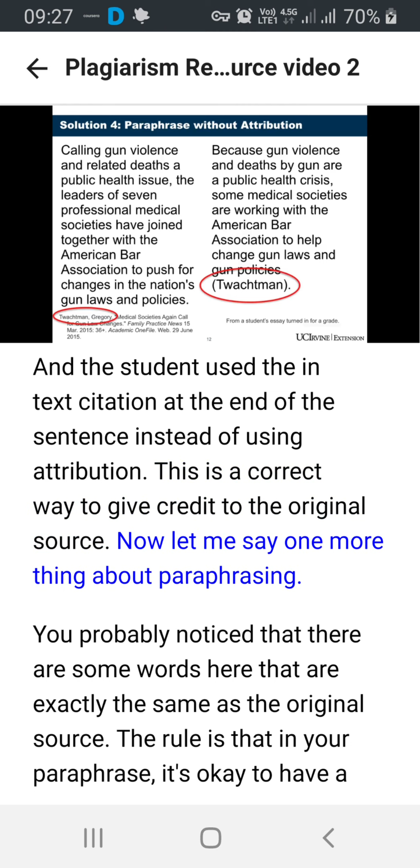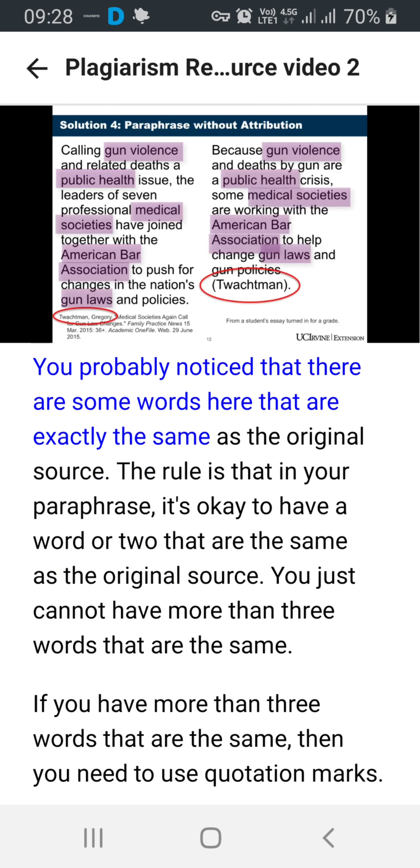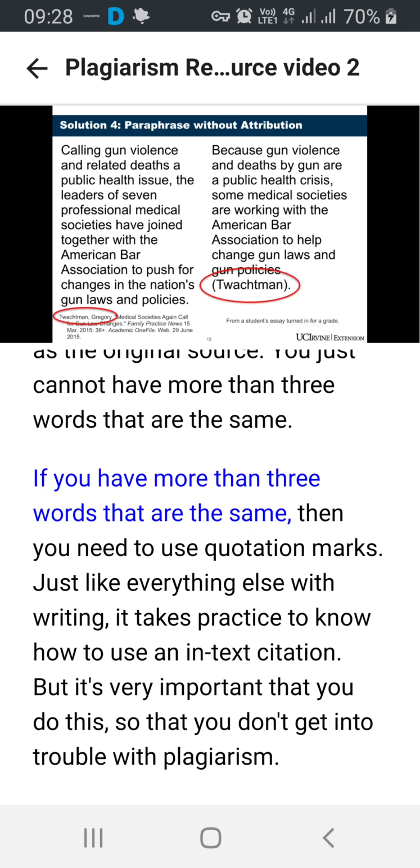Now let me say one more thing about paraphrasing. You probably noticed that there are some words here that are exactly the same as the original source. The rule is that in your paraphrase, it's okay to have a word or two that are the same as the original source. You just cannot have more than three words that are the same. If you have more than three words that are the same, then you need to use quotation marks.